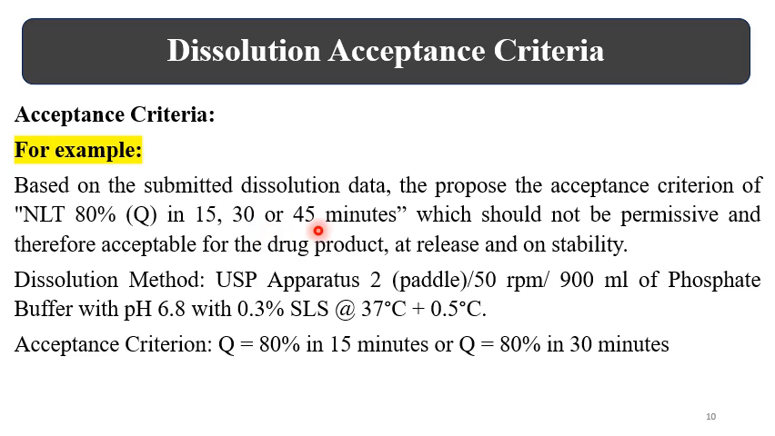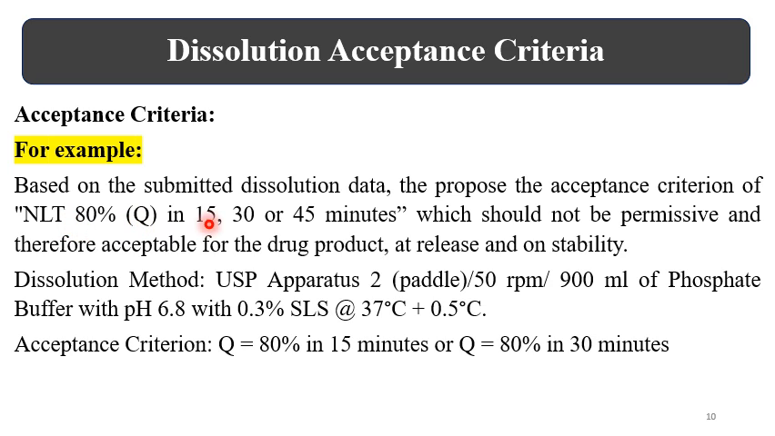minutes, 30 minutes or 45 minutes. This is just an example which should not be permissive and therefore acceptable for the drug product at the release and on the stability. So these criteria should be very judicious. This criteria is to be in line to the current regulatory guidelines, and also this acceptance criteria should be in line to the bioequivalence batches.